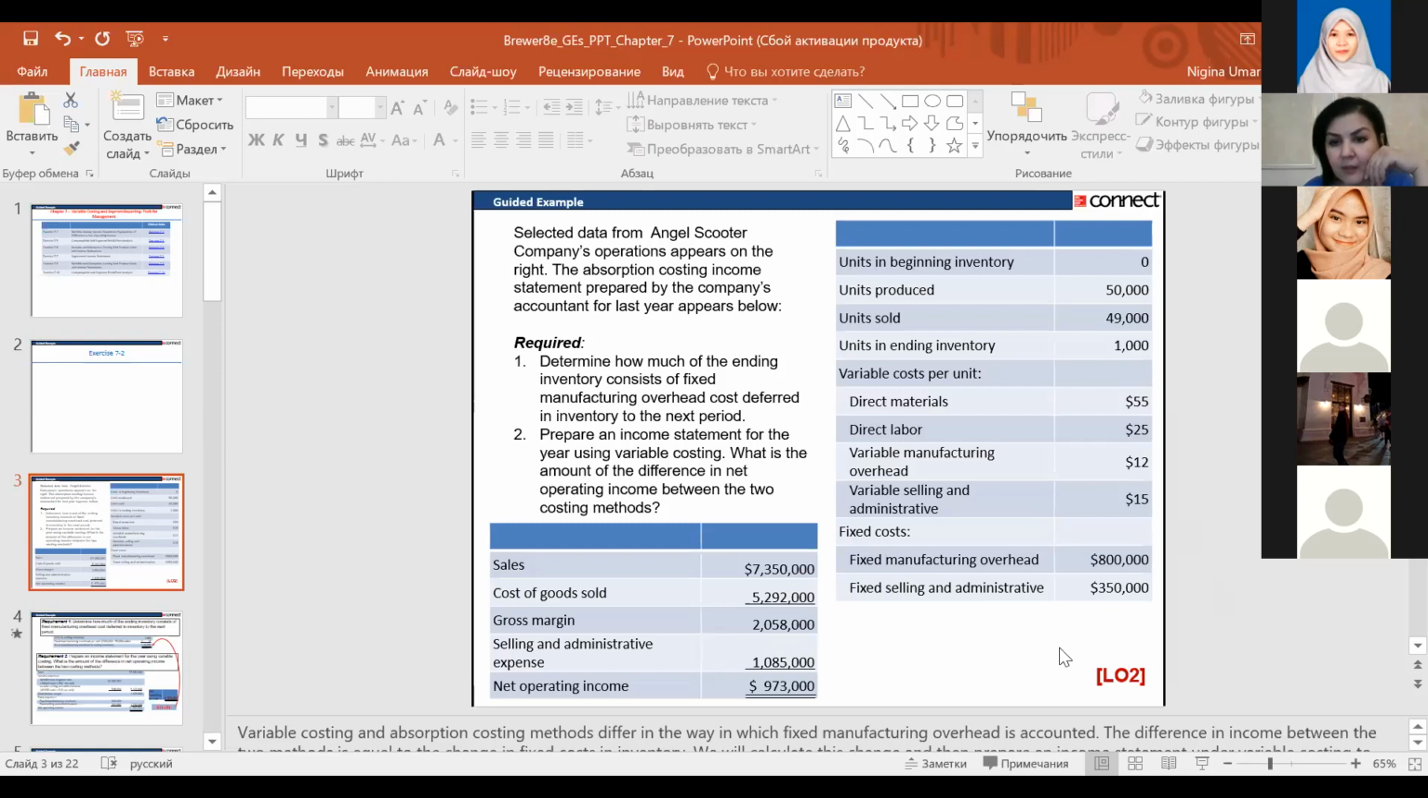Fixed manufacturing overhead. Yes, fixed manufacturing, 800,000, and fixed selling and administrative. Fixed selling and administrative. Yes, very good. Okay, now let's look at this slide.